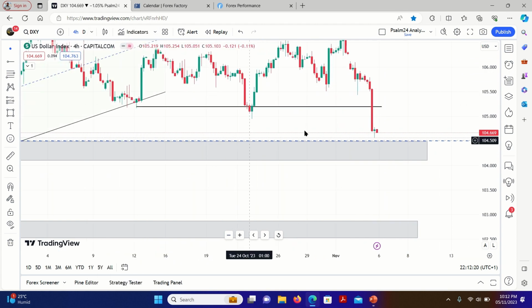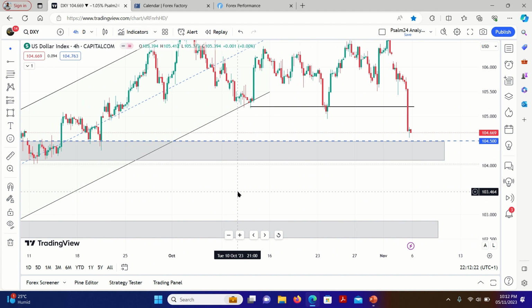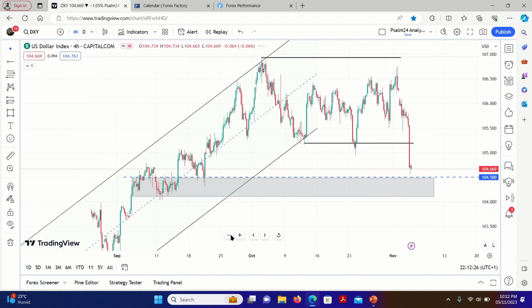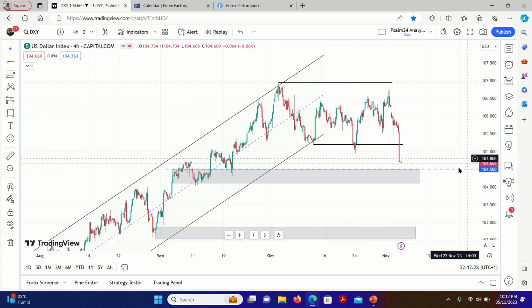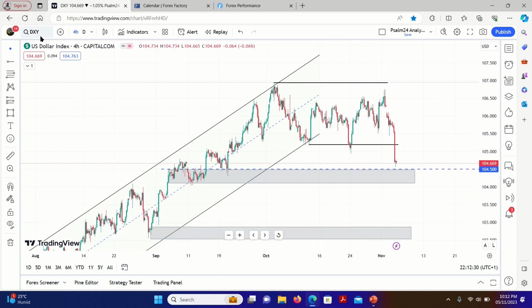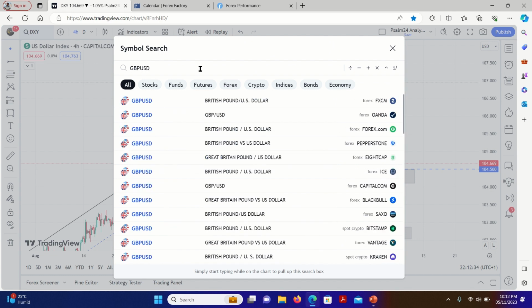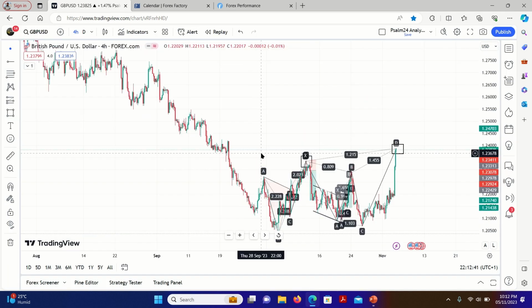And then if DXY is going to drop, then other foreign currencies like GBPUSD are going to rise. So that is the implication. All right, so let's check GBPUSD. These are foreign currencies. What do we have on GBPUSD?